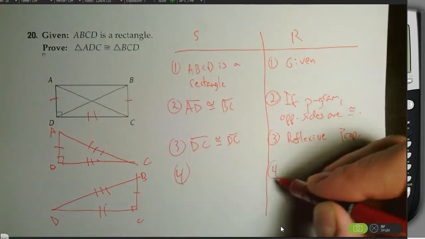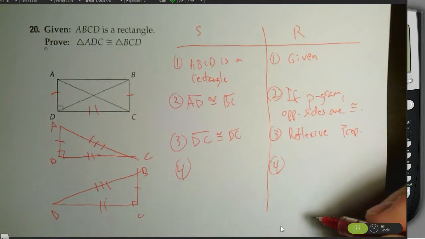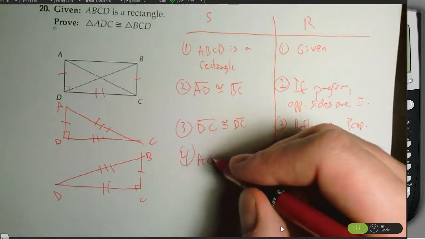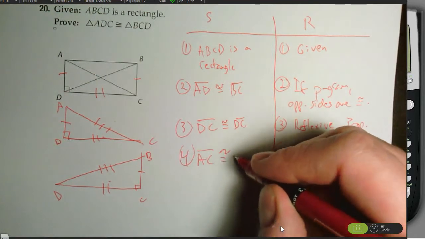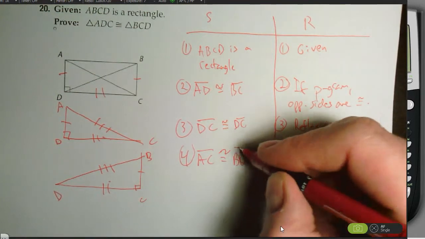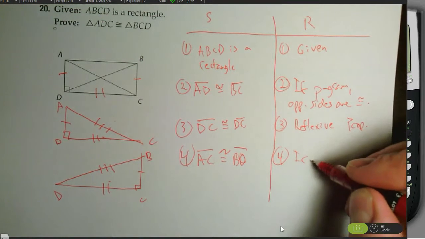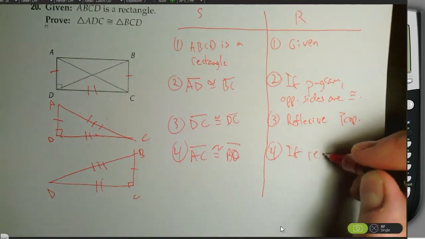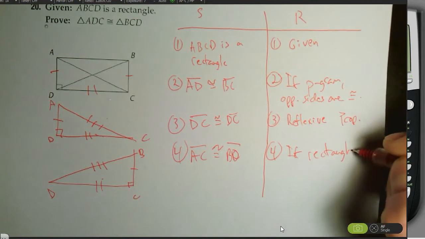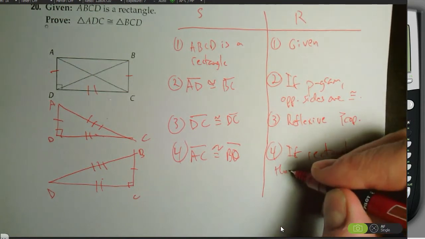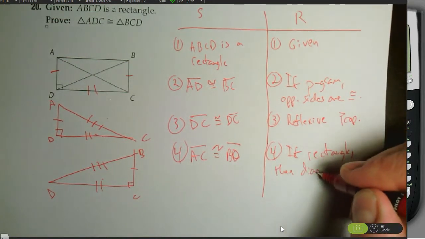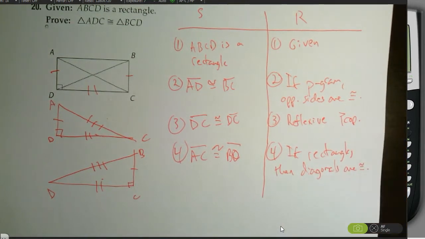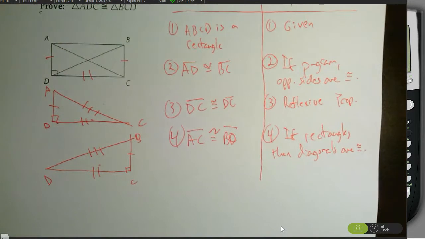Step 4, this is the part that comes into the rectangle. AC is congruent to BD. Okay, and sorry, it's so sloppy. If it's a rectangle, then the diagonals are congruent. If rectangle, diagonals are congruent.